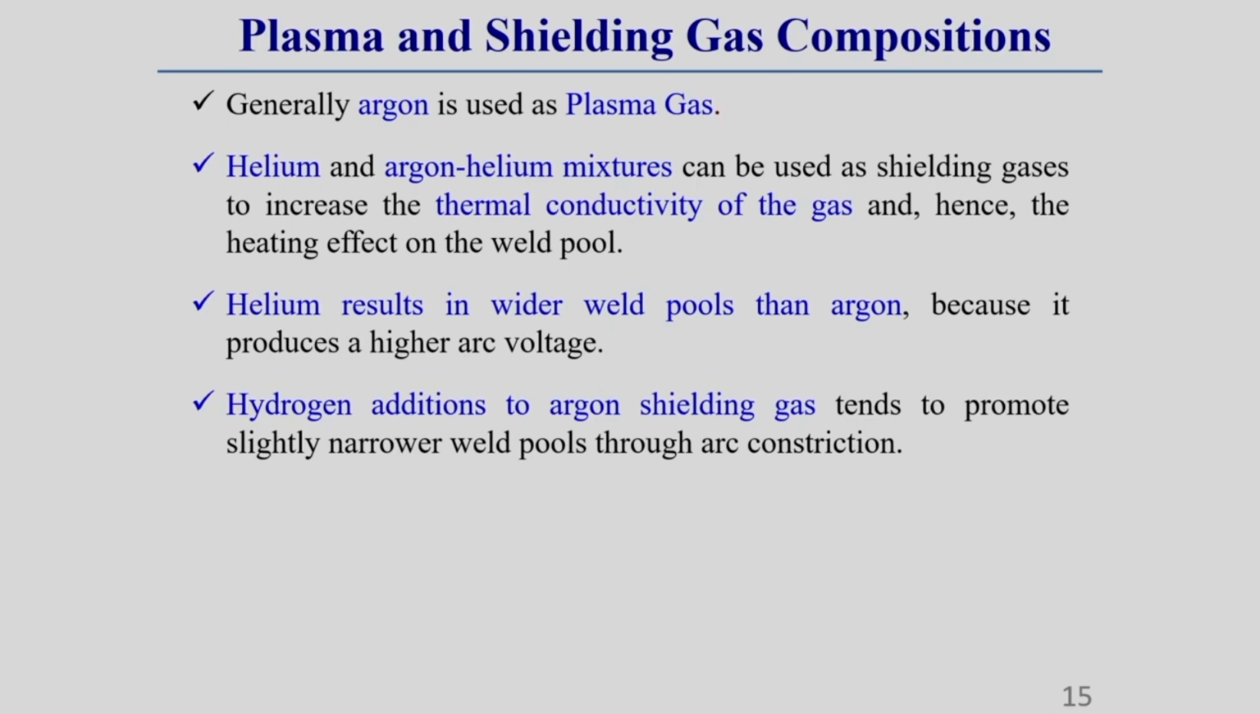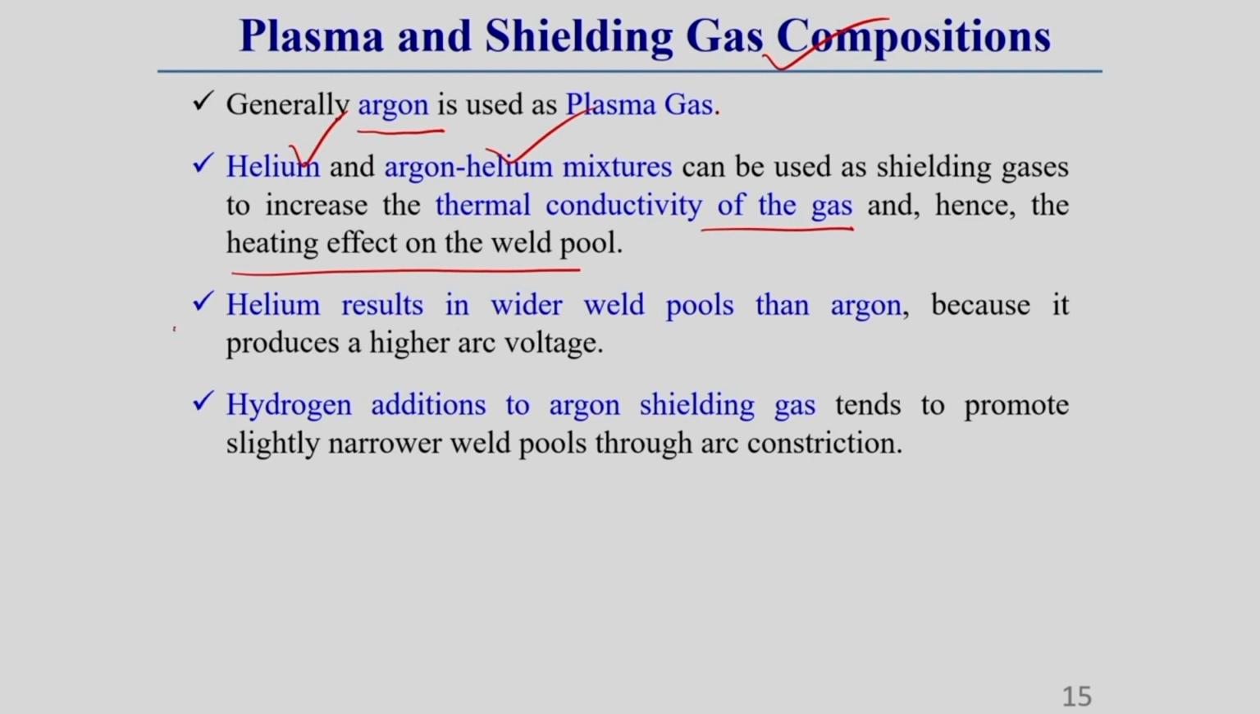Now, what are the compositions of this plasma and shielding gas? Always, as I have told you, generally argon is used as a plasma gas to generate the plasma arc, whereas helium and argon-helium mixture are generally used for shielding gas. Helium and argon-helium mixture are used as shielding gas because they increase the thermal conductivity of the gas, and hence it affects the whirlpool heating. Keep this in mind, because once we use helium or an argon-helium mixture as shielding gas, it increases the thermal conductivity of the gas. Due to this, the heating effect on the whirlpool increases.